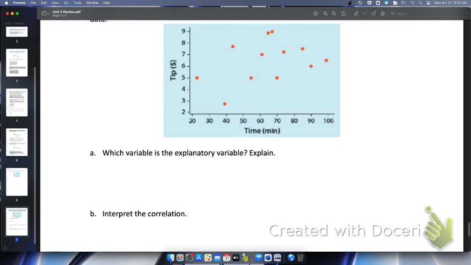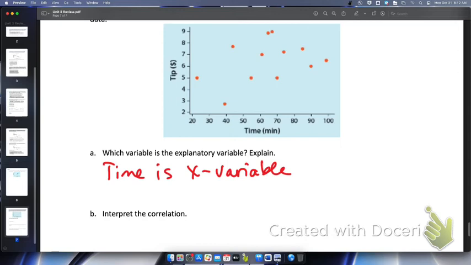The time. How did you know it was time? Because it's on the x-axis, y'all. How else do you know that it's time? Because we think that the time is explaining how much tip they leave. Okay? So any of those answers I would have accepted. If you told me it's time because time is on the x-axis, I would have taken that. If you said it's time because time might explain the amount of tip, I would take that. Any of those would be perfectly fine. Okay? So, time is the x variable.